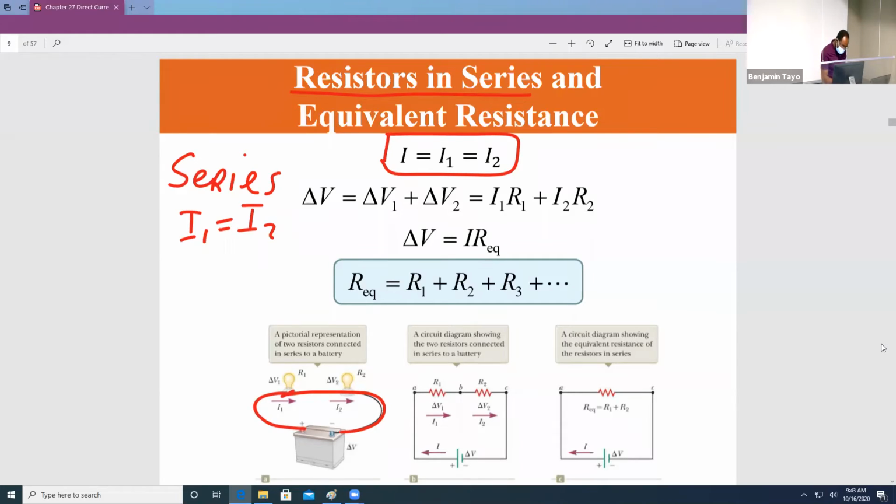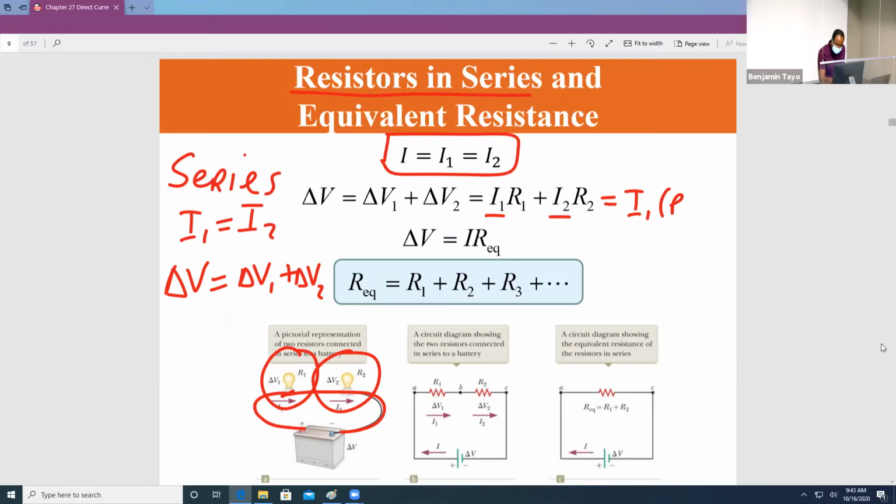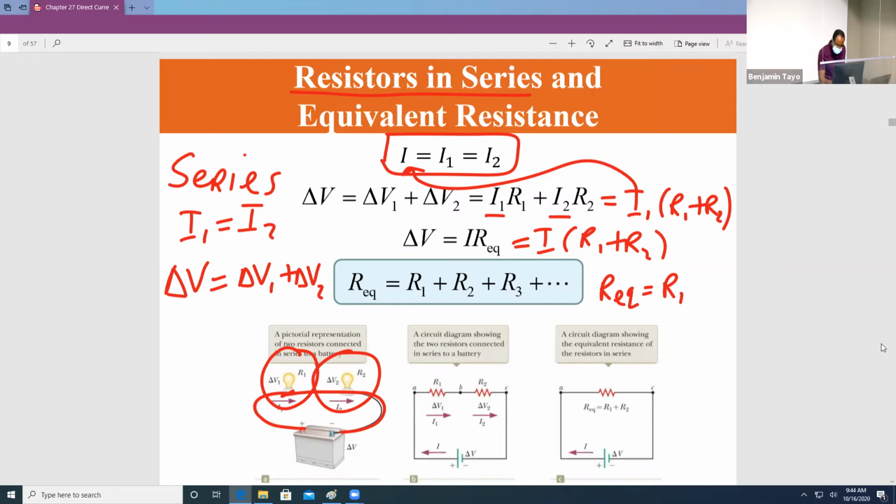So for example, if you calculate the voltage across R1 and the voltage across R2, then the total voltage, delta V, must be equal to delta V1 plus delta V2. Now, if you rearrange this equation, because I1 is equal to I2, you can write this as I1 into R1 plus R2, which, because I1 is equal to my I, is just I into R1 plus R2. And so this tells me that my R equivalent is equal to R1 plus R2.